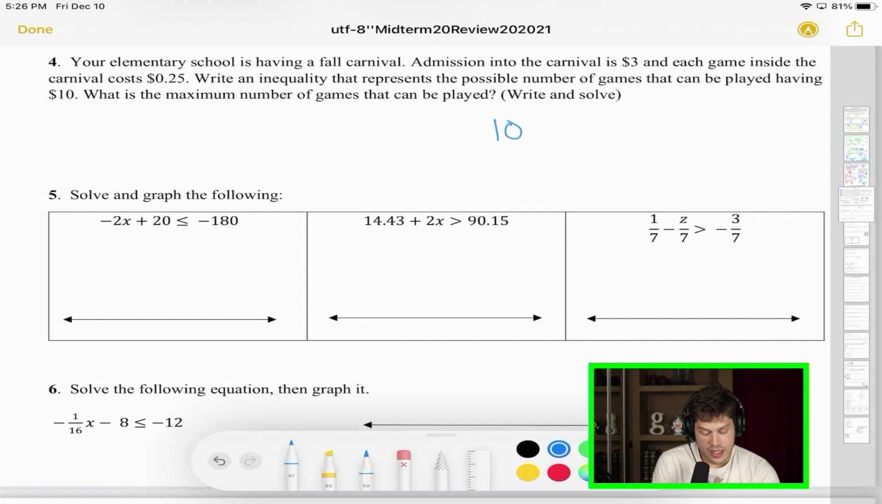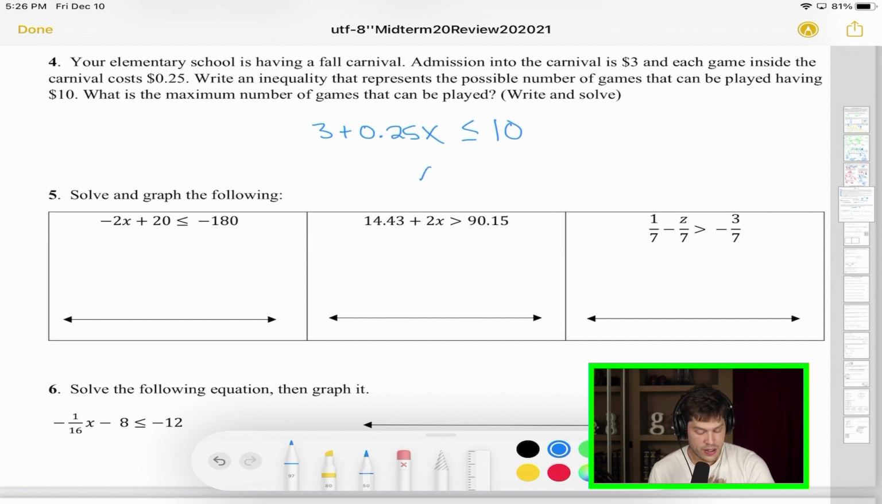So whatever we have has to be less than or equal to 10, and admission is $3, and then we have to pay 25 cents a game. So this is our equation. And then if we wanted to know the maximum number of games, we would solve our inequality. And how many quarters makes up $7? 7 times 4 is 28.